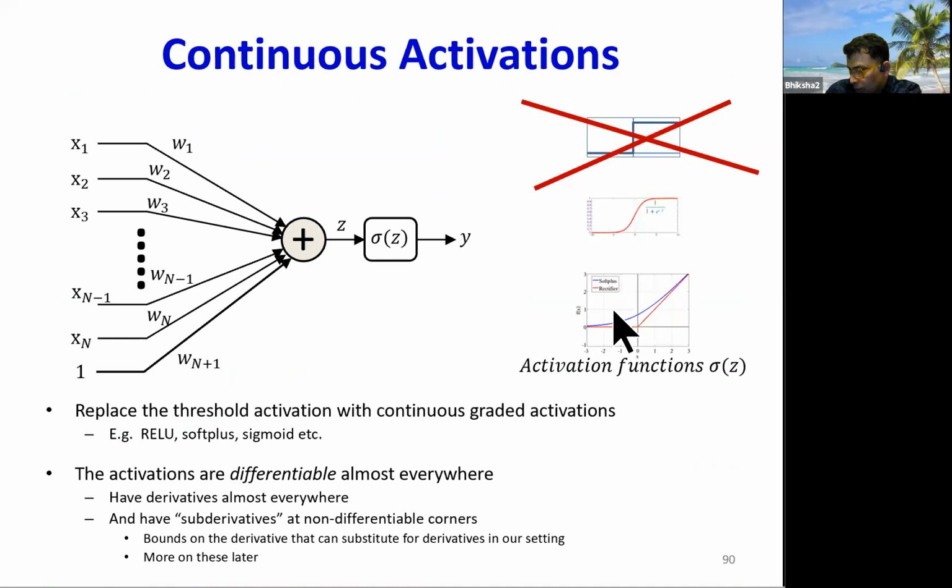So what we are going to do is replace this threshold activation with continuous graded functions like the sigmoid, the ReLU, or the softplus. Now, the magic of this is that all of these activations are continuous. They are differentiable and they have non-zero derivatives almost everywhere. And even when they are not differentiable, like at this location for the ReLU, they are still continuous and have what are called subderivatives, which are basically bounds on the derivative that function like derivatives for our purpose. I'll explain what subderivatives are in a couple of classes, but the point is that these functions are graded, continuous, and have non-zero derivative almost everywhere.